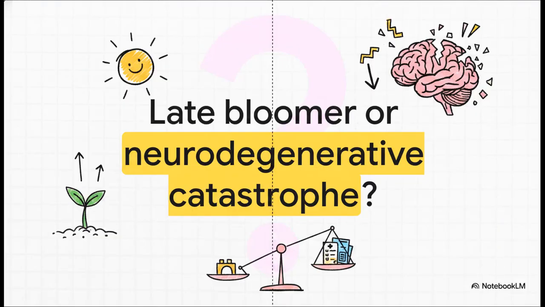Picture this high-stakes clinical scenario for a second. A 3-year-old is brought into your clinic because they just aren't meeting their speech milestones. So is this child simply a late bloomer, or are they experiencing a full-blown neurodegenerative catastrophe? It's a terrifying question, right? But it perfectly demonstrates how identifying a single, subtle tipping point can completely alter your entire management pathway. It's a call you absolutely cannot afford to get wrong.